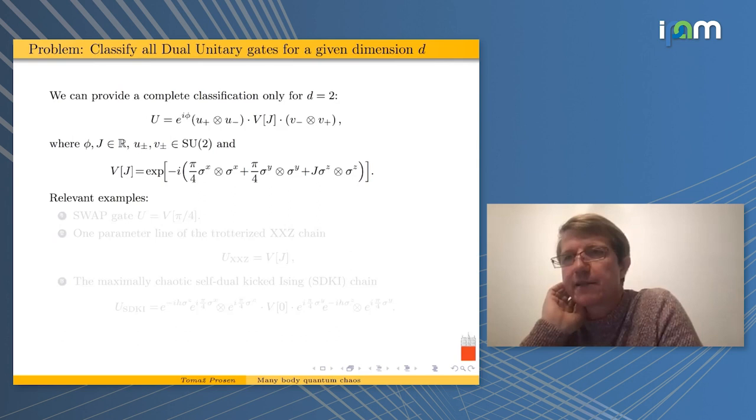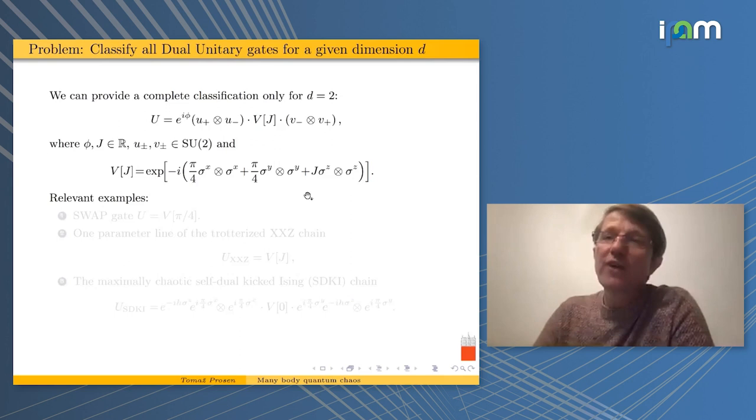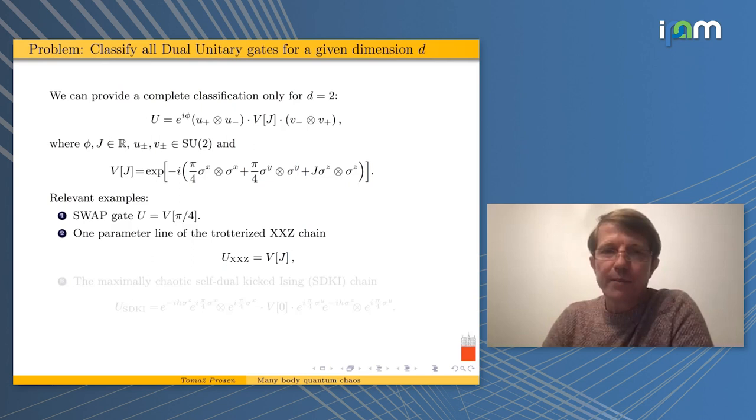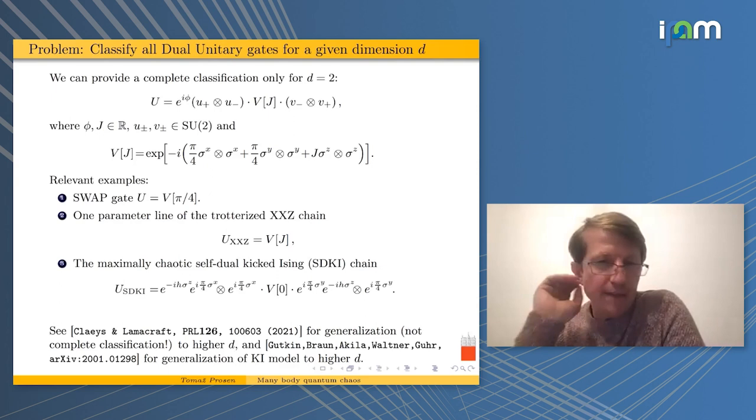It's not a group. But for d equal to 2, there is a nicer parameterization for SU4 or U4 in terms of a direct product of two SU2s times a Heisenberg gate, times another direct product of two SU2s. And then dual unitarity just fixes two parameters in the Heisenberg gate, and the third parameter is still free. So it is basically a co-dimension two manifold within SU4, or U4. So it's not so fine-tuned. There are examples like swaps, like the Heisenberg gate for JX, JY equal to pi over 4, or the self-dual kicked Ising model. These are just a few examples: integrable, non-interacting, and chaotic. Now, there was an interesting paper recently, again by Austen Lamacraft, published in PRL last week, or this week, where they proposed a class of higher d dual unitaries, but it's a restricted class. It's not a complete classification.